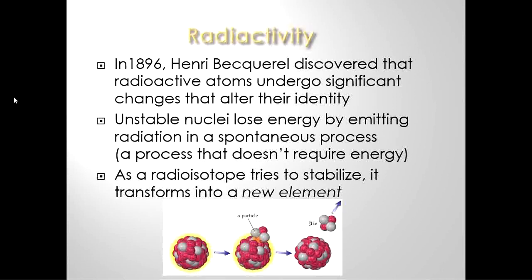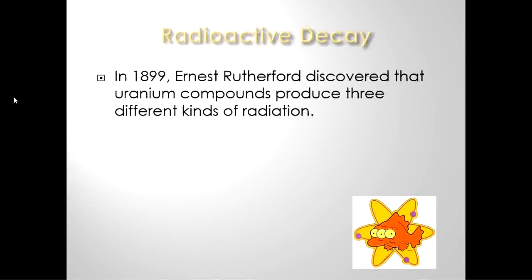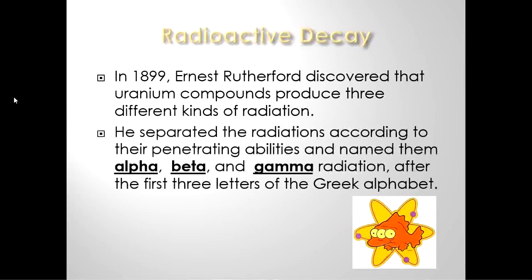So Henry Becquerel discovered that radioactive atoms undergo significant changes that alter their identity. Unstable nuclei lose energy by emitting radiation, and as the radioisotope tries to stabilize, it transforms into a new element. Now, Rutherford discovered the 3 different types of radiation: alpha, beta, and gamma radiation.